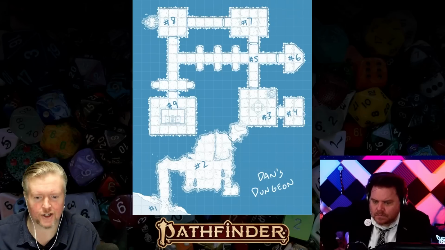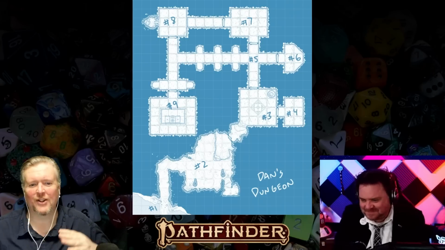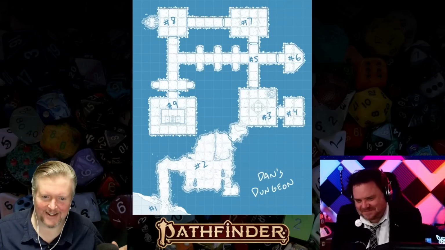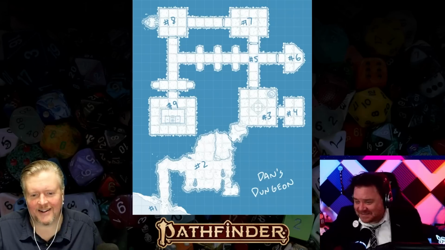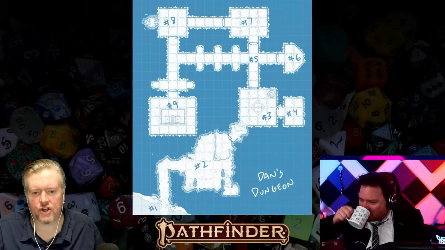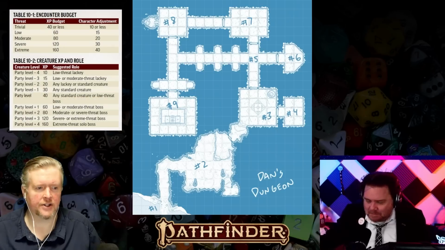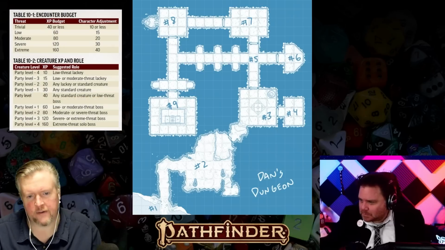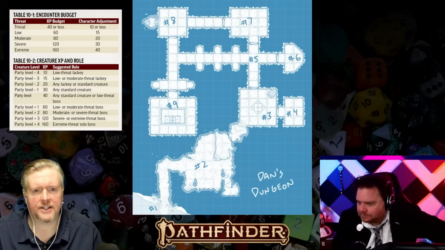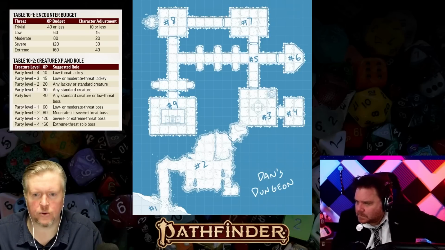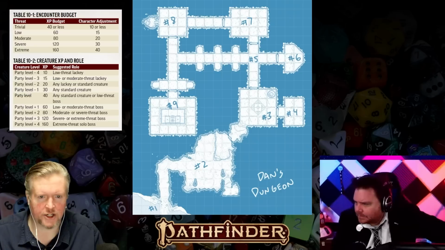So the first place you're going to start, and trust me, I've learned this from experience, because I've killed a lot of characters. So we're going to start by looking at this chart here. Now, this is the encounter chart. This is chart 10-1 from the core rulebook. You can find this on page 489. So chart 10-1 talks about your encounter budget, right?